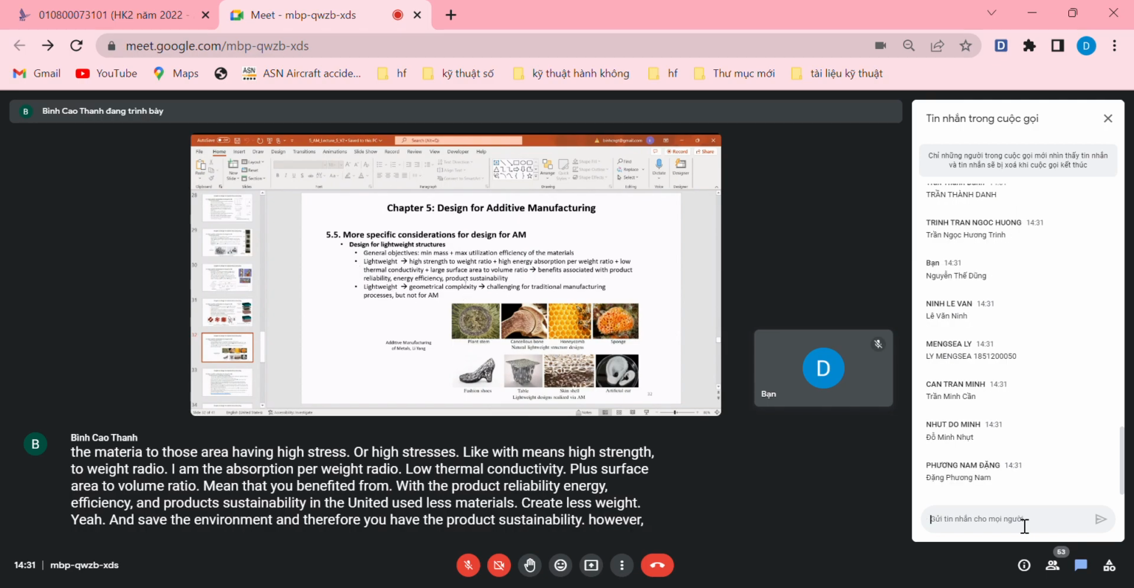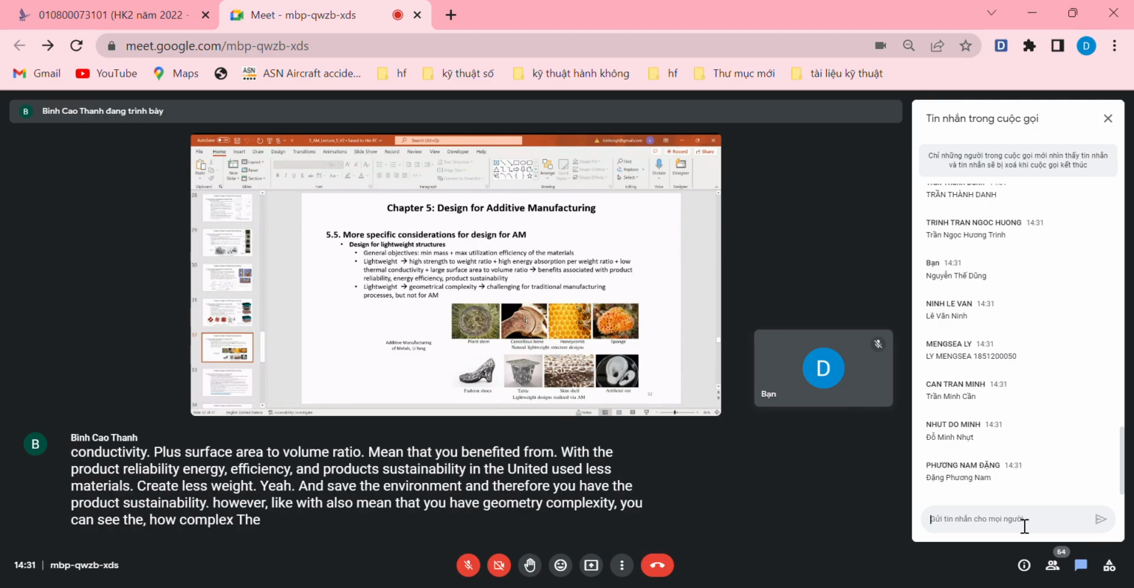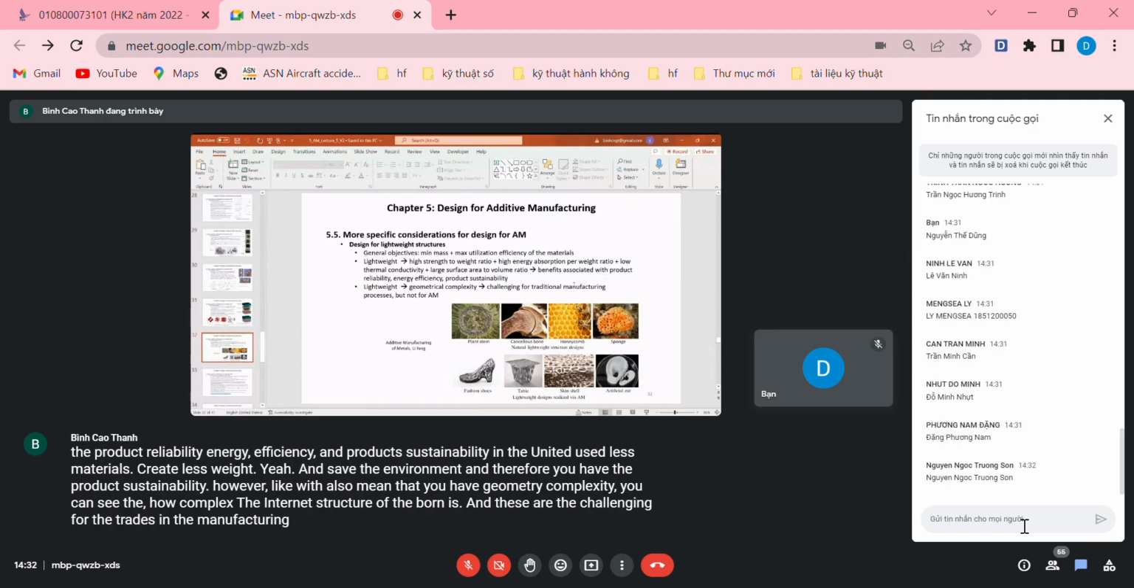However, lightweight also means that you have geometric complexity. You could see how complex the internal structure of the bone is, and this is challenging for the tools in the manufacturing process. It is an opportunity for AM in order to fabricate the part.